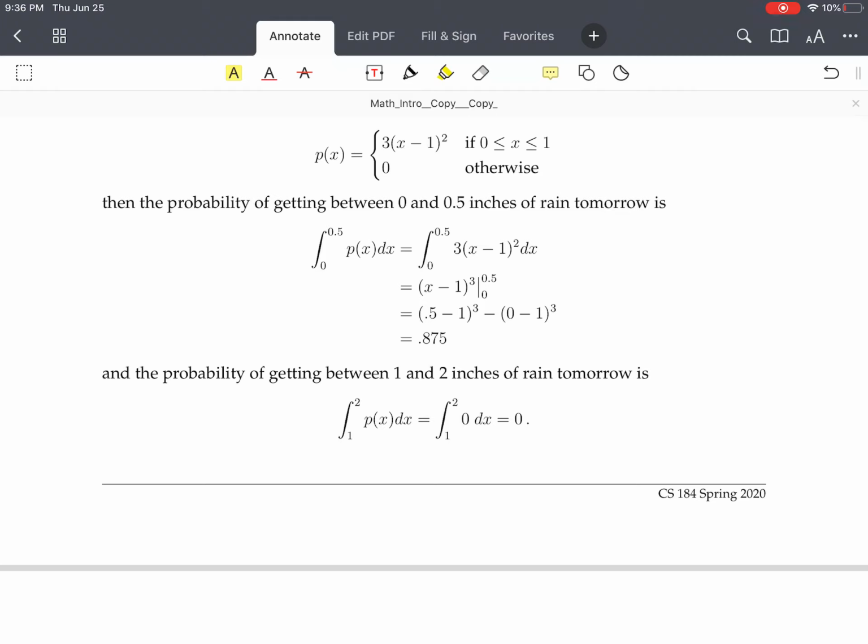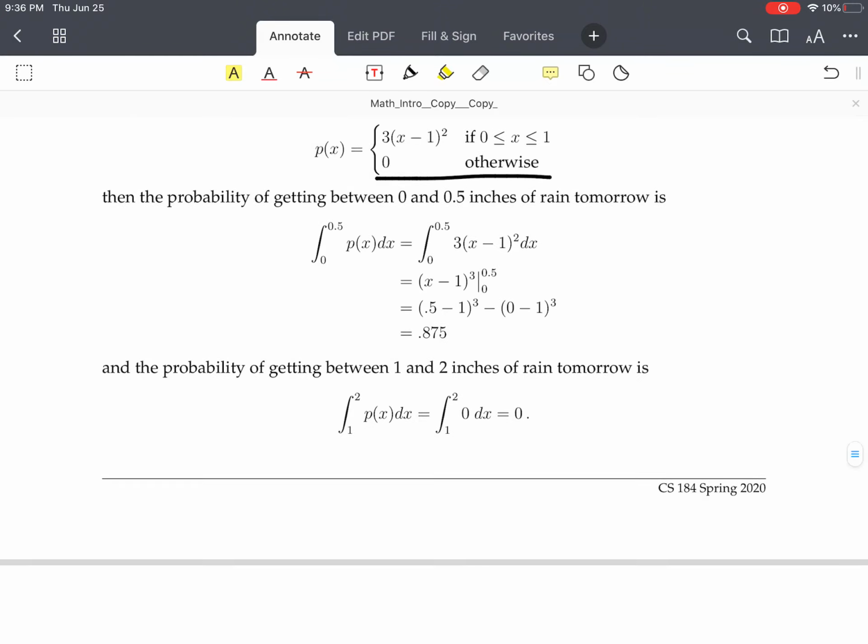However, if we look at the definition of the probability density function, it's 0 everywhere outside of 0 to 1. So for 1 to 2, it's 0 everywhere. So we have no probability of getting between 1 and 2 inches of rain tomorrow.